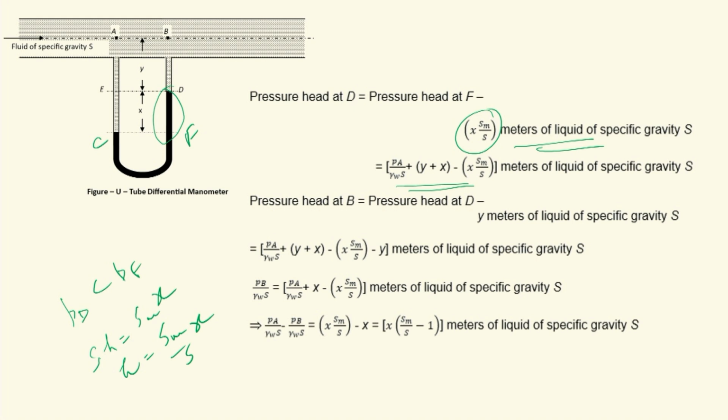Pressure head at B will be pressure head at D minus, because PB will be less than PD as B is above D. So pressure head at B is equal to pressure head at D minus this column. What is column BD? BD is Y, Y meters of fluid of specific gravity S. So ultimately you get Pa by gamma W S minus Pb by gamma W S is equal to X into Sm by S minus X, that is X into (Sm by S minus 1) meters of liquid of specific gravity S.